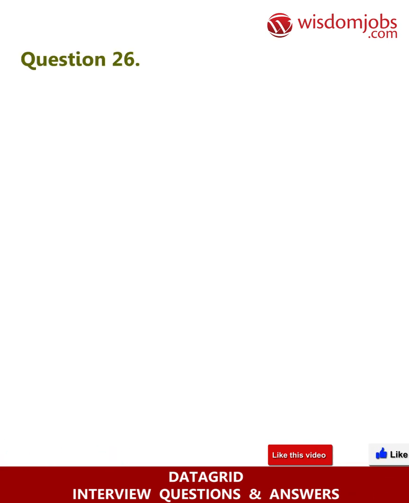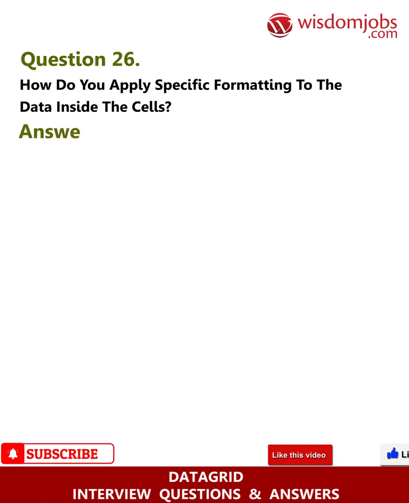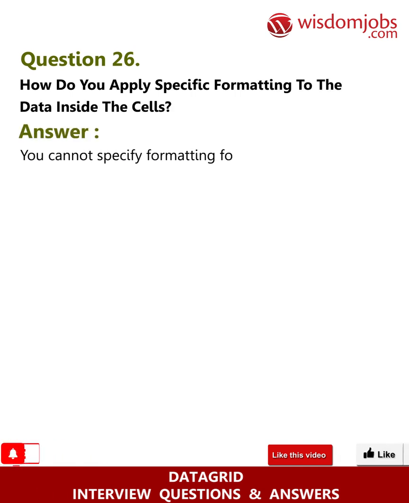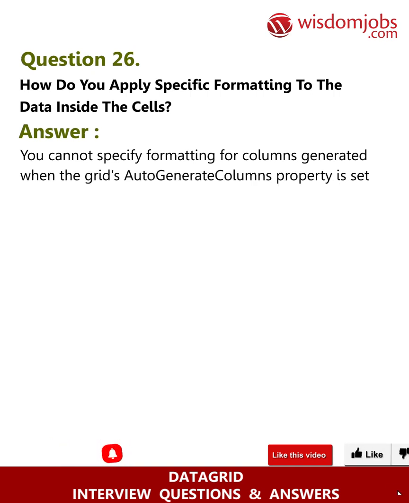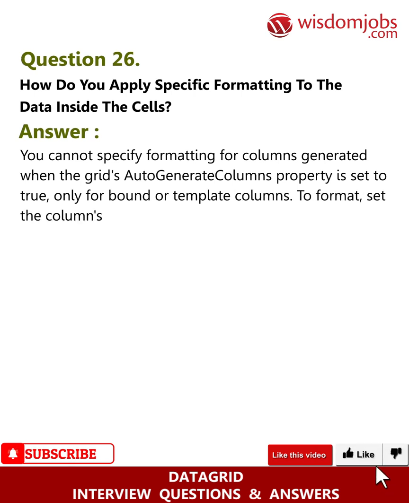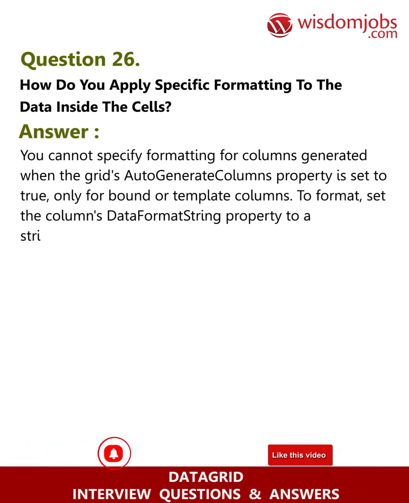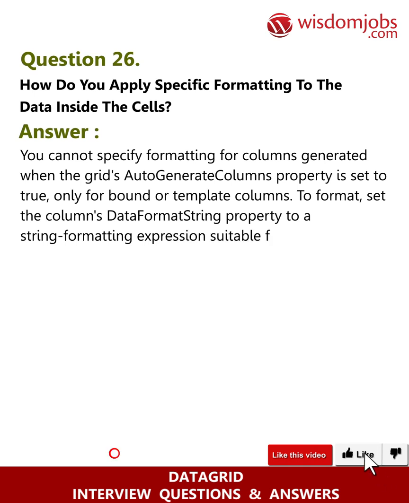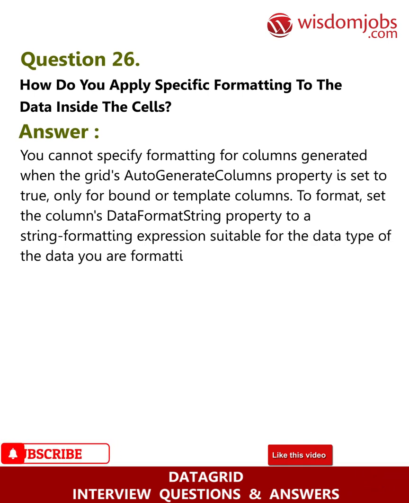Question 26. How do you apply specific formatting to the data inside the cells? Answer. You cannot specify formatting for columns generated when the grid's auto-generate columns property is set to true. Only for bound or template columns. To format, set the column's data format string property to a string formatting expression suitable for the data type of the data you are formatting.